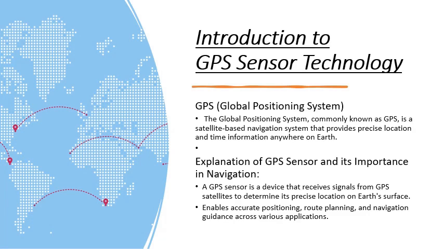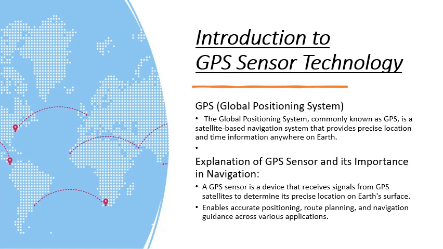The Global Positioning System, commonly known as GPS, is a satellite-based navigation system that provides precise location and time information anywhere on Earth. So, explanation of a GPS sensor. A GPS sensor is a device that receives a signal from GPS satellites to determine a precise location on Earth's surface. That enables us accurate position, route planning, and navigation guidance across various applications.